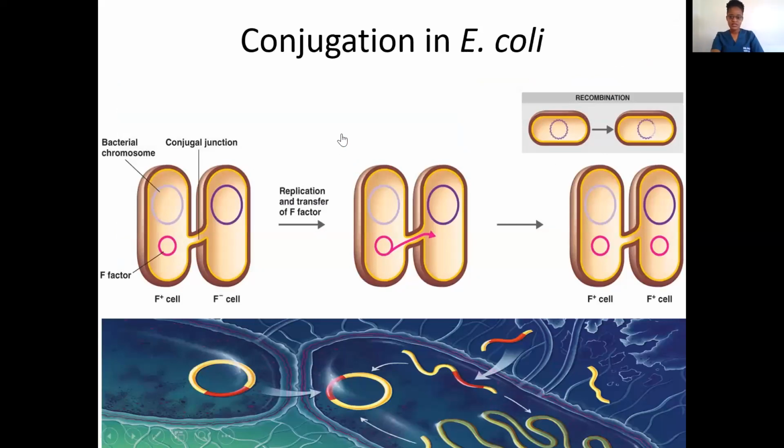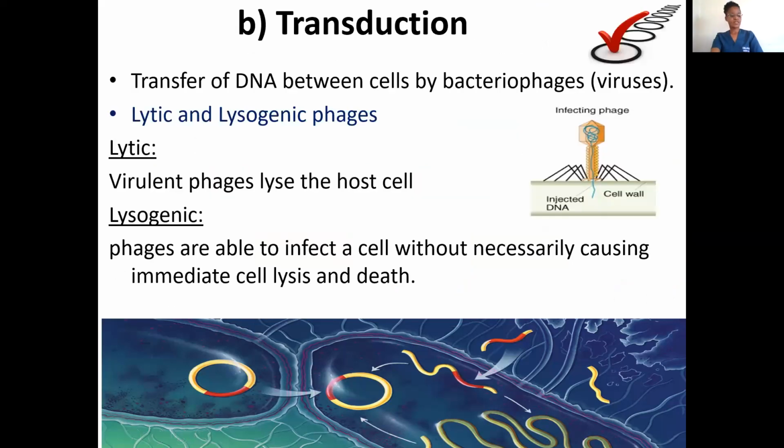This is another diagram to help us appreciate the same. So we have the F factor here. It is going through the sex pilus, which is over here. And now it converts the cell into a donor cell, because now it has the F positive factor. This was seen in an E. coli bacterial cell. The second gene transfer method is transduction, whereby there's transfer of DNA between cells by viruses that infect bacteria.